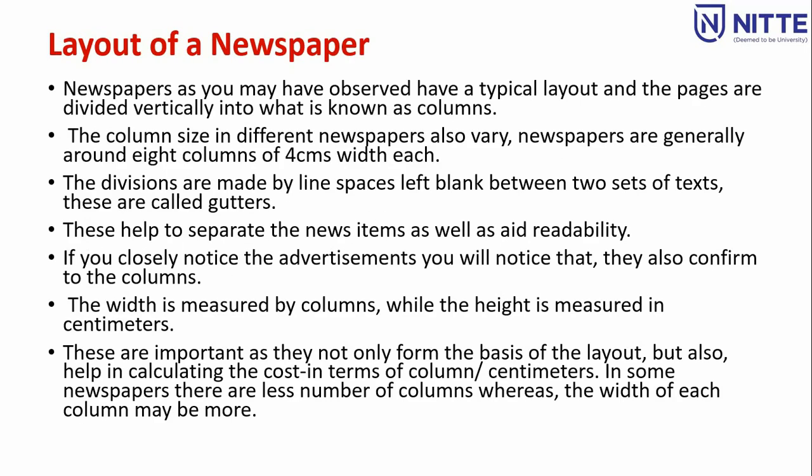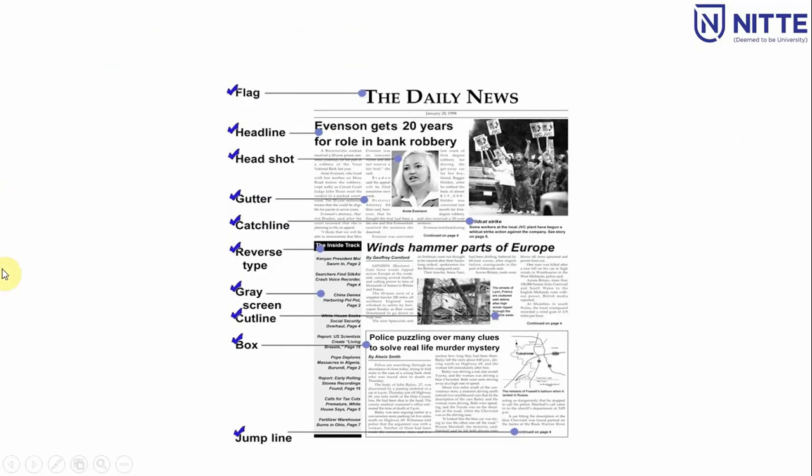Layout of the newspaper. Newspapers, as you may have observed, have a typical layout and pages are divided vertically into what is known as columns. Column size in different newspapers also varies. Newspapers are generally around 8 columns of 4 centimeters width each. The divisions are made by line spaces left blank between the two sets of text, and these are called gutters. If you see this, the white space here, these are gutters.